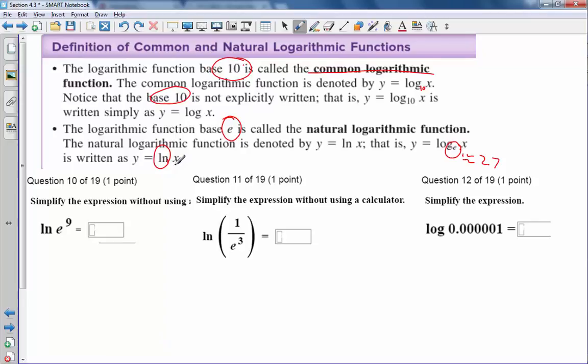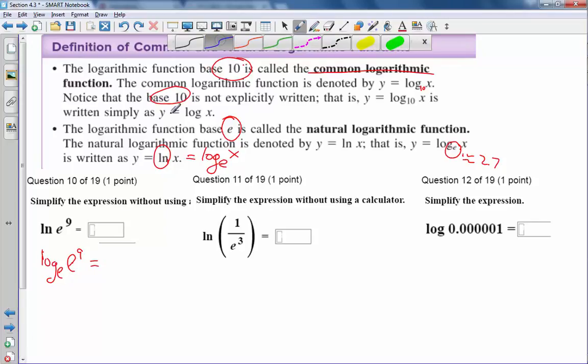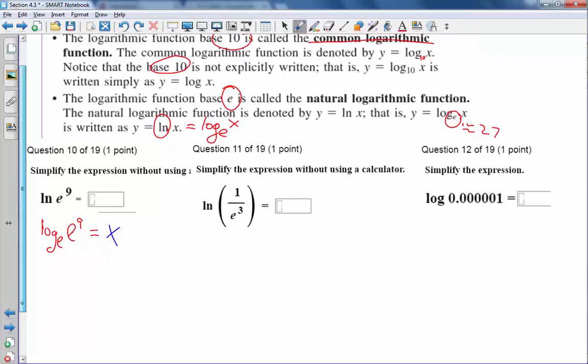So what do you do when you see ln x? Just imagine in your mind that this is actually a logarithm with base e and argument x, whatever that x is. Make sense? So work these questions out, knowing that ln means logarithm base e. So you have here logarithm base e of a number, e to the 9th. Find it out. Well, we don't know that, so I call it x.